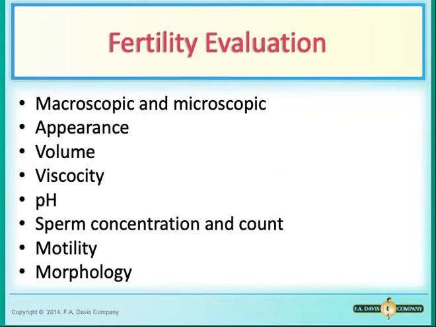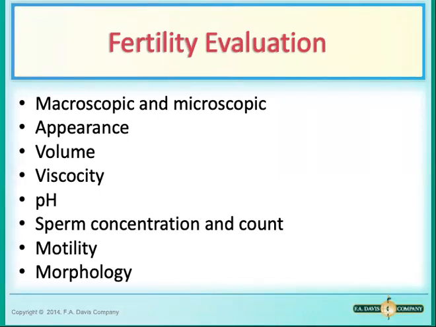There are certain parameters that are reported for semen analysis, and that's going to include the appearance of it, the volume of how much we get, the viscosity of this particular sample, the pH is going to be analyzed, the concentration of the sperm, and actually the count as well, the motility and the morphology.